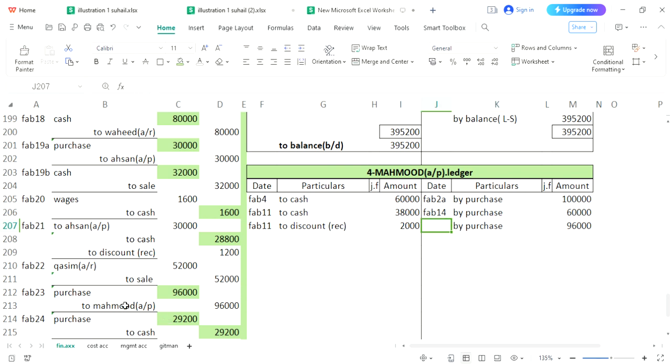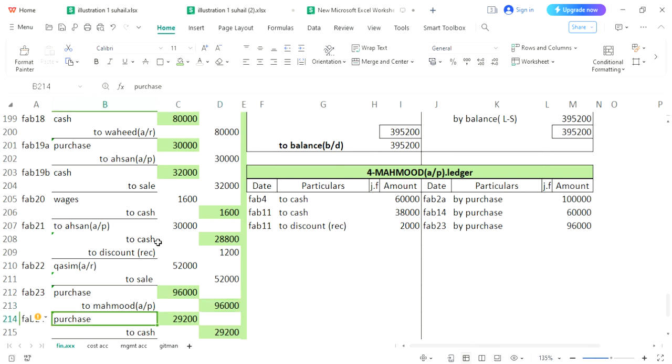For 96,000 reference is given, date is February 23rd. Put date in date column. Date is mentioned. Reference given, 96,000 has been posted for Mahmood. This entry has been completed. So we are marking it as it is completed, making ledger of Mahmood.